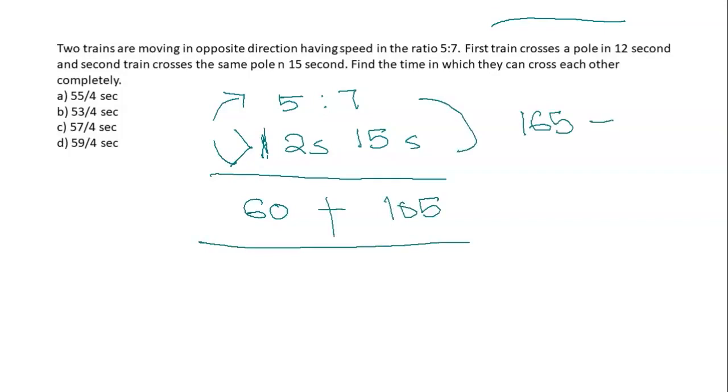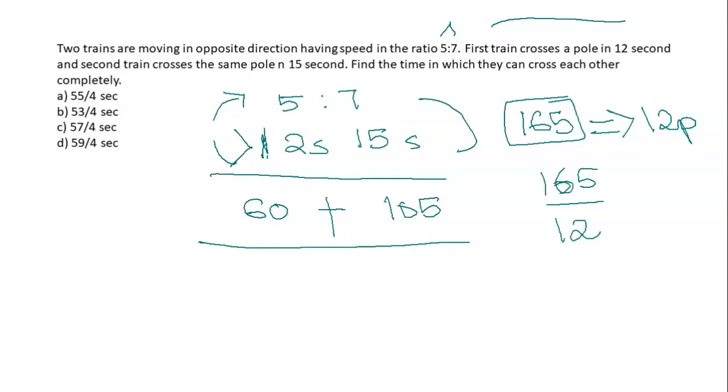165 in how many parts? 12 parts of the time. So with 12 parts of the speed, they cover 165 meters. So the time will be 165 divided by 12. 165 by 12 gives you 55 by 4 seconds, which is your answer.